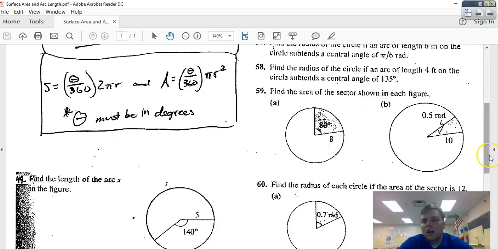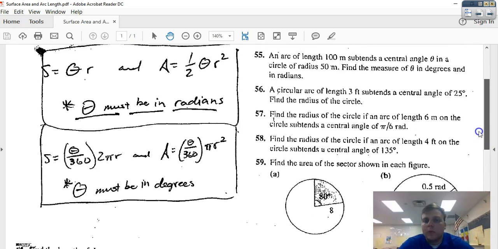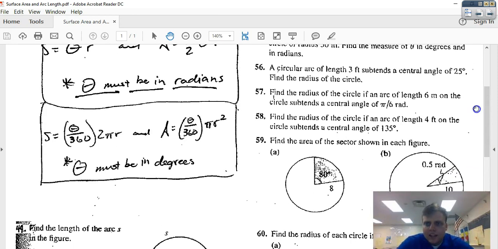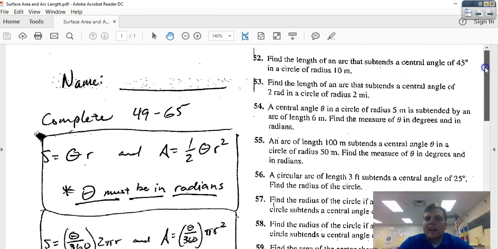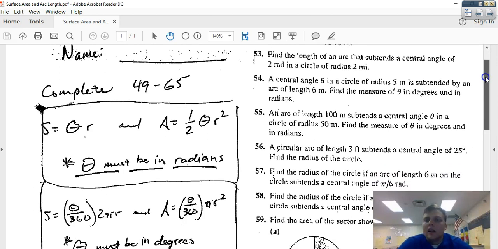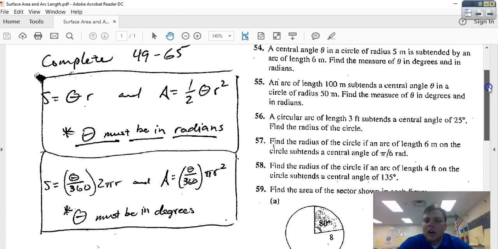All right, let's do one of these word problems here. I mean, I say word problem. It's not really a word problem. One of the ones that does not have a circle drawn out for us right away. Let's do one of the little more complicated ones. Let's do problem 56. Okay, a circular arc of length 3 feet subtends a central angle 25. Find the radius of the circle.